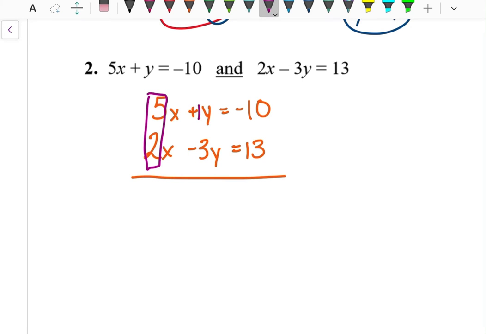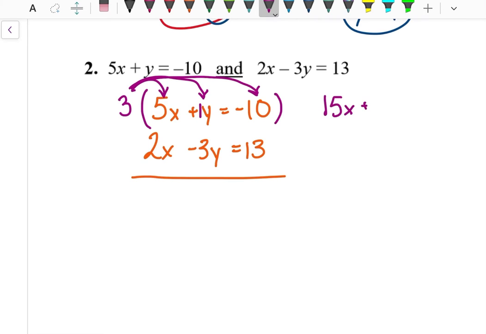So I'm going to choose to get the 1 and negative 3 to match because that's the easiest. Because 1 times 3 is 3 and 3 minus 3 is 0. So that would give me that opposite coefficient. So to do that, I'm going to multiply this whole thing by 3. So everything in there, I need to multiply the 5, the 1, and the 10. When I do that, I'm going to be left with 15x plus 3y equals negative 30.